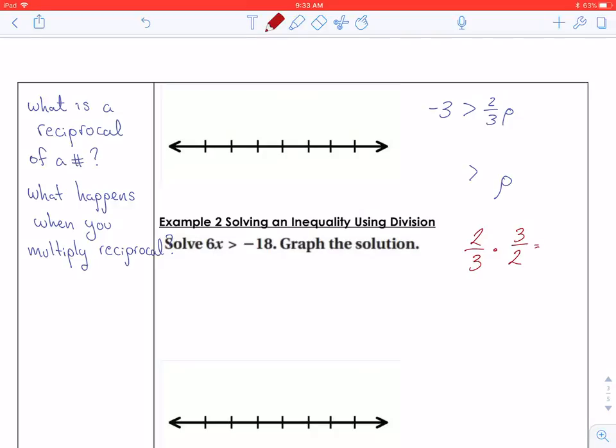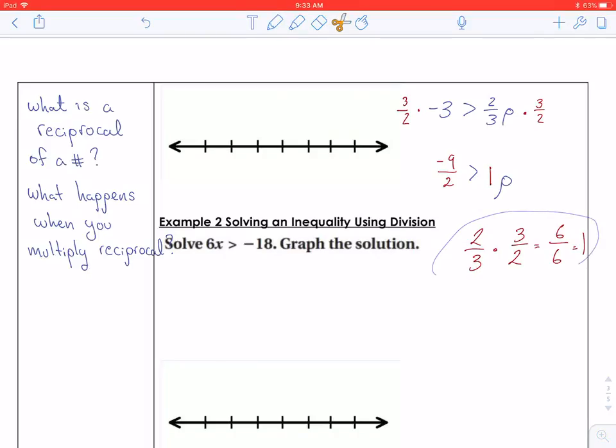And I multiply those two fractions. 2 times 3 is 6, and 3 times 2 is 6, and 6 over 6 is 1. And so this is now a 1p when I multiplied both sides by the reciprocal 3 over 2. I'm going to do that same thing over here on the right side. I'm going to multiply by 3 over 2, and 3 times -3 is -9, over 2. That's in its simplest form, but it's improper, so I'm going to turn that into a mixed number.